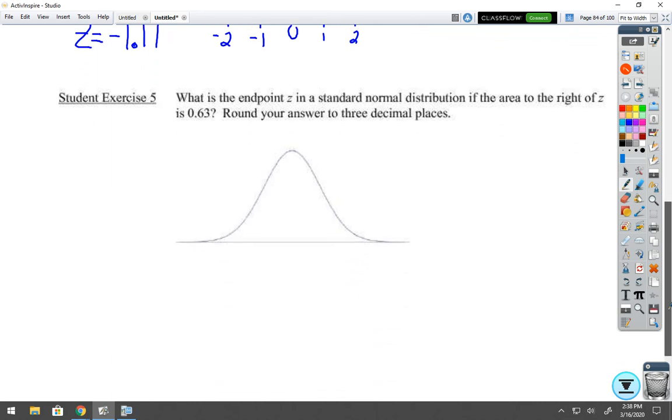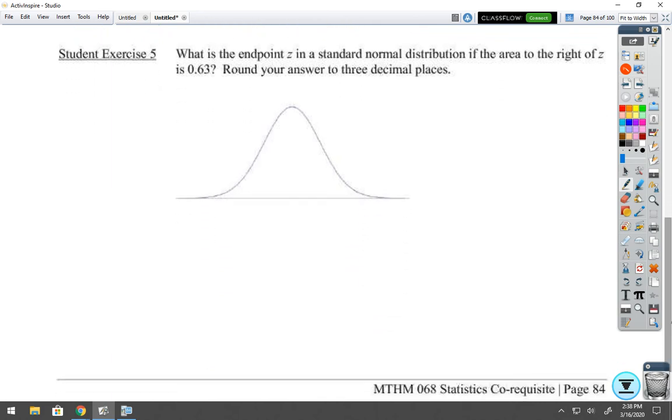Let's go down to the bottom one, exercise 5. What is the endpoint? So again, we're going to use an inverse norm here, and I know that as soon as I see endpoint, I know it's inverse norm. In a standard normal distribution, so again, I have a standard normal. If it's the area to the right, okay, old calculator, you're going to have to do something different. New calculator, not so much. And it's to the right of a Z is 0.63, so that my p-value is 0.63. There's some things we can say about that, but we're going to wait a second.